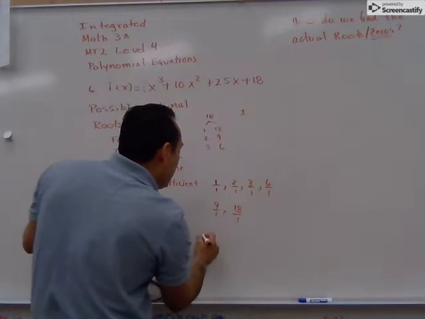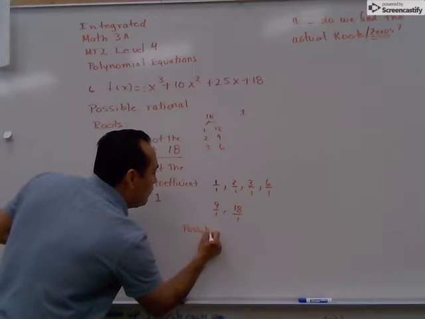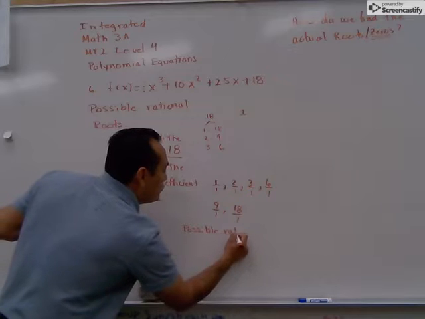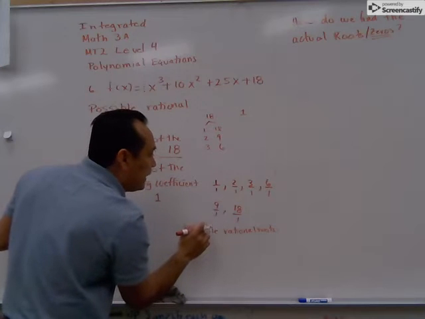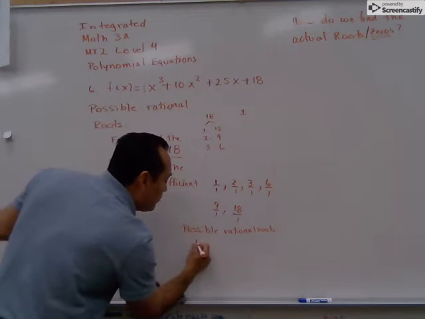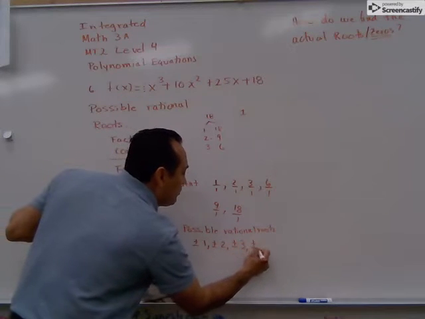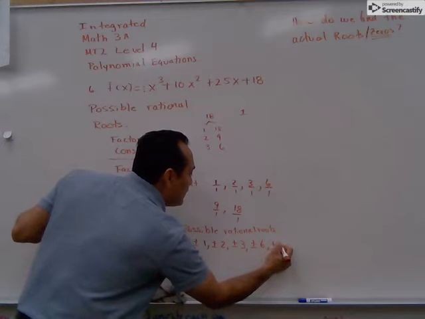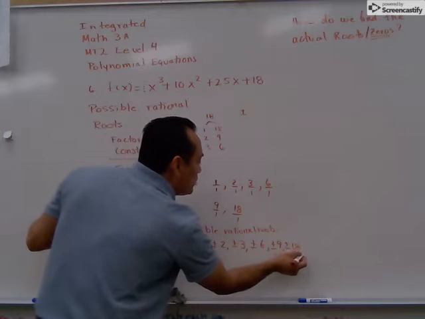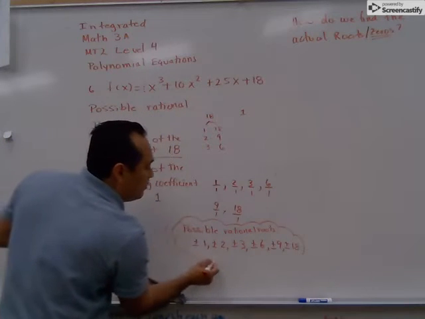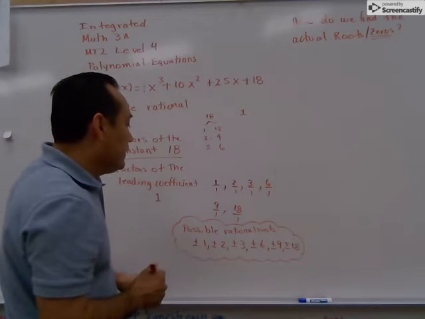If I simplify this, the possible rational roots are each of these numbers here in their simplified form with a plus and a minus. So I'm going to put plus or minus 1, plus or minus 2, plus or minus 3, plus or minus 6, plus or minus 9, and plus or minus 18. All these are possible zeros, possible solutions, possible roots for the function.